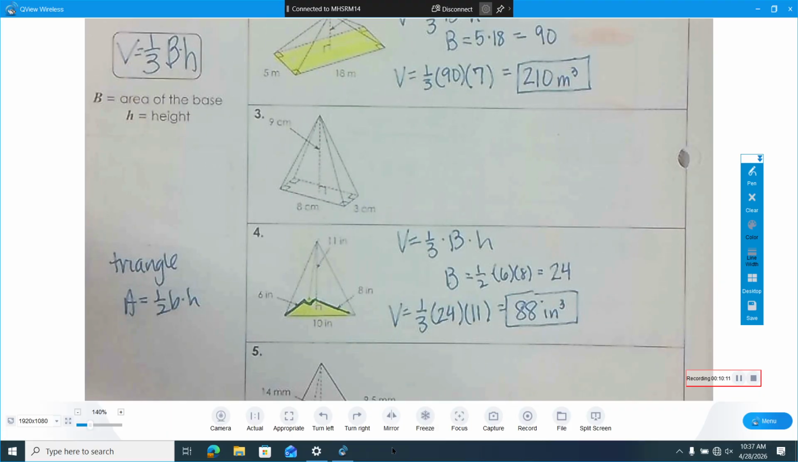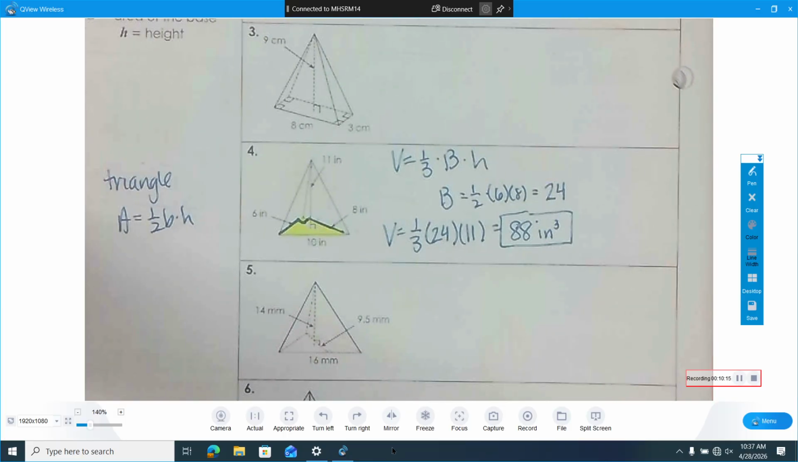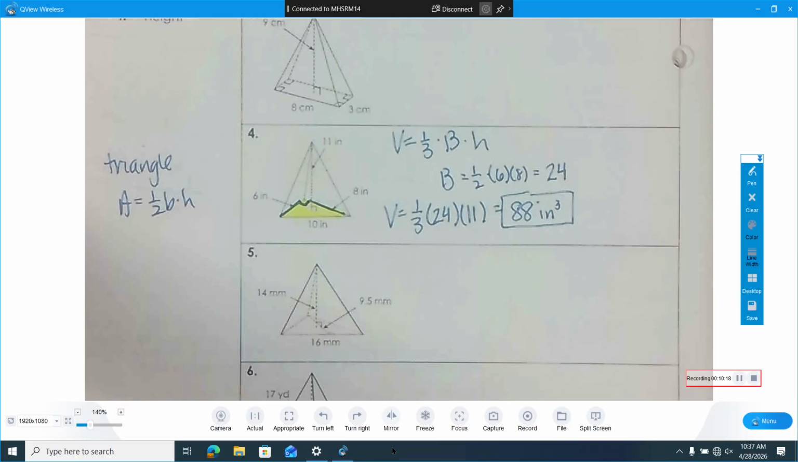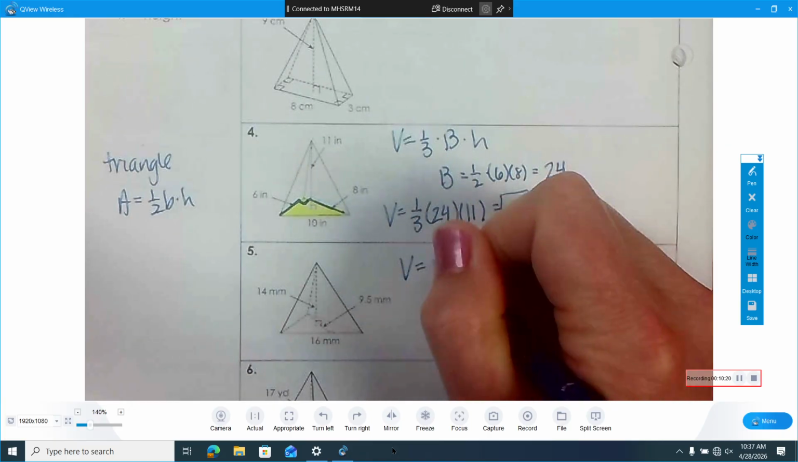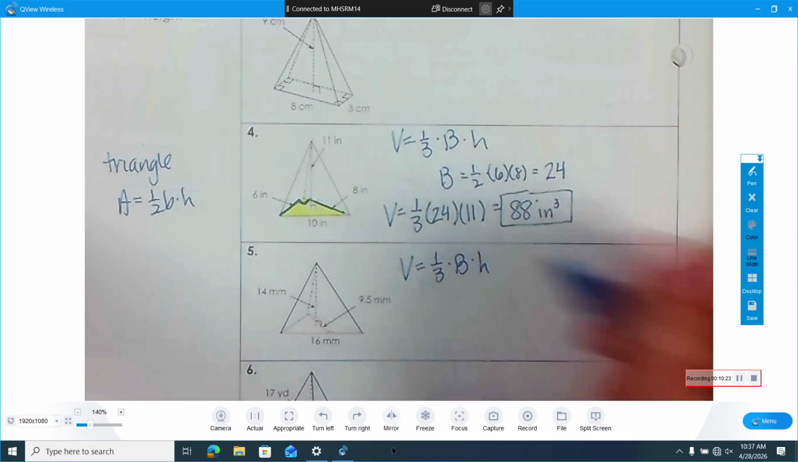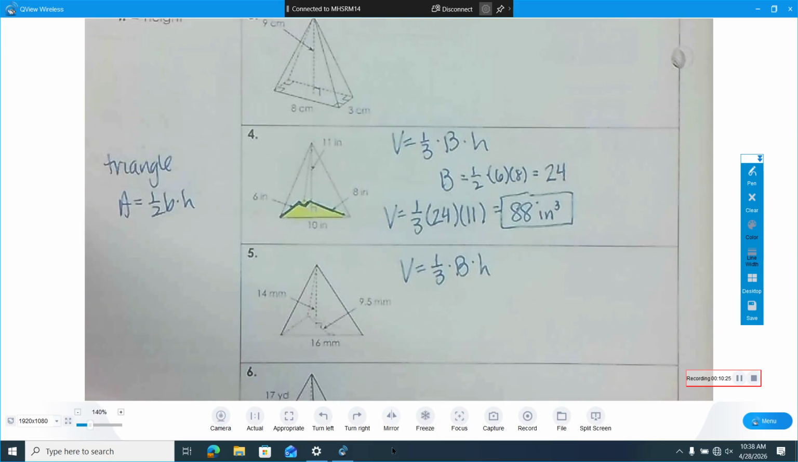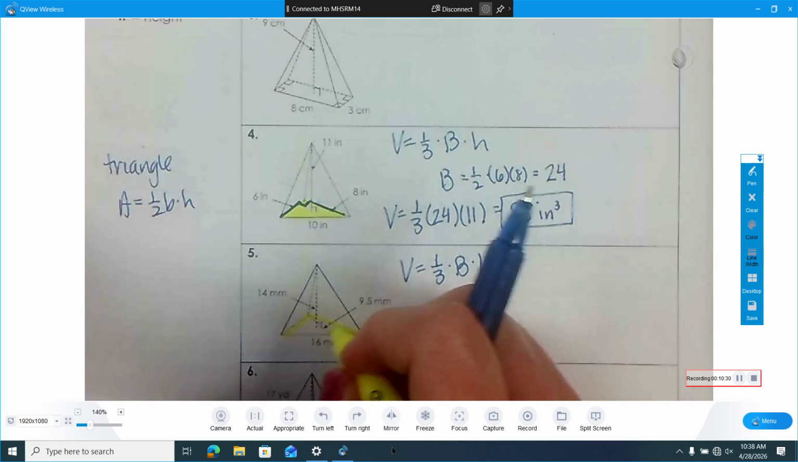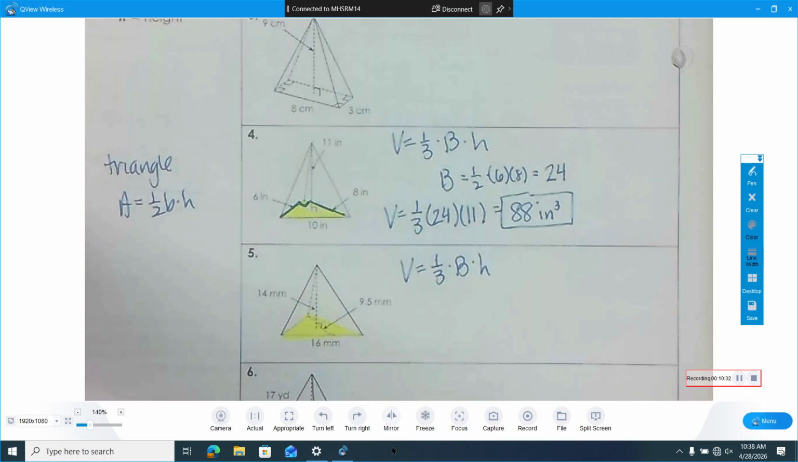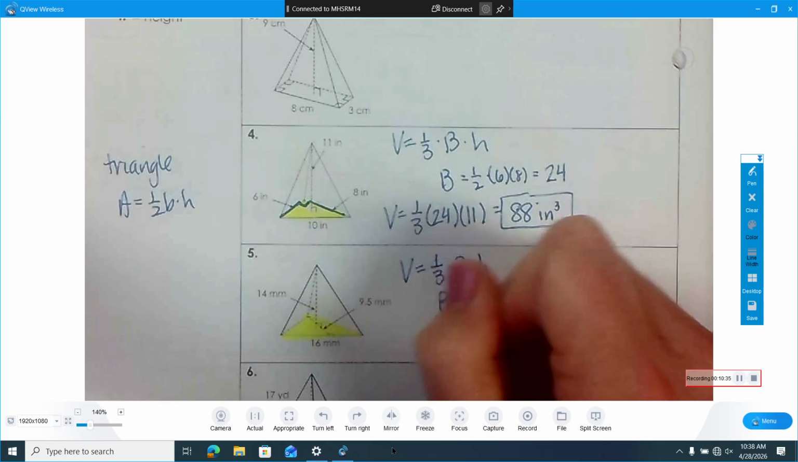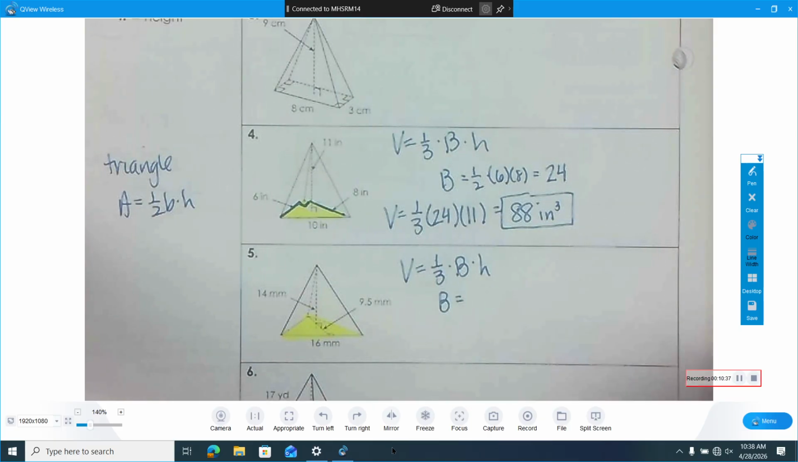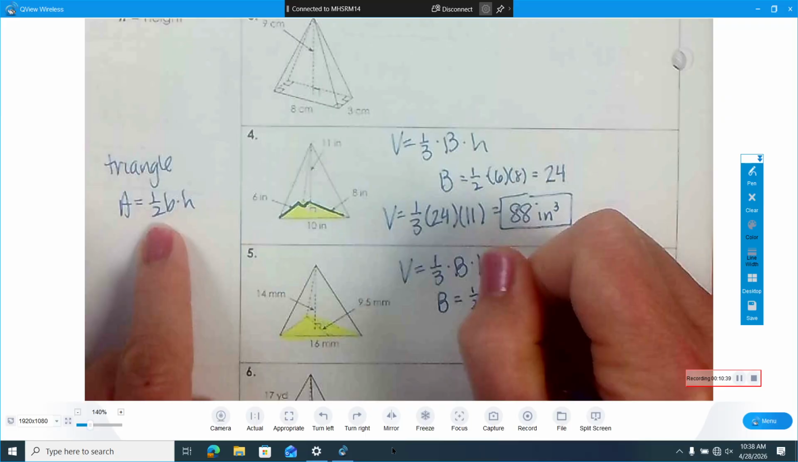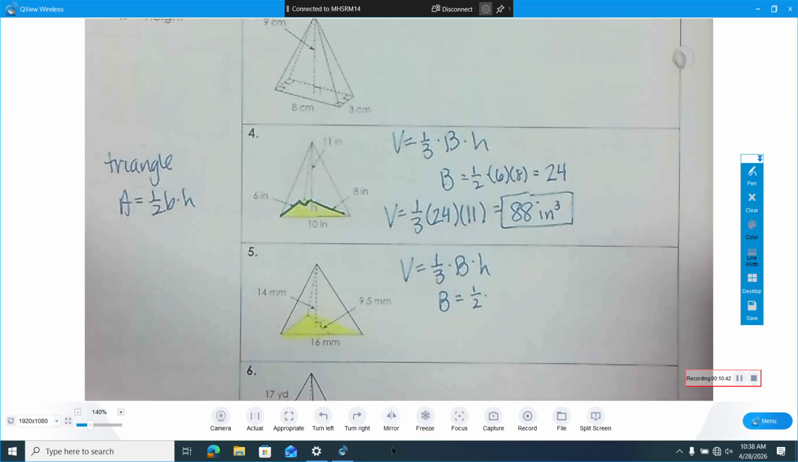Let's look at number 5. Again, it's a pyramid, so the volume is 1/3 times the area of the base times the height. What shape is our base? Triangle again. All right, so to figure out the area of the base, we use our triangle formula, 1/2 base times height. So on that little yellow triangle, what's our base and what's our height?